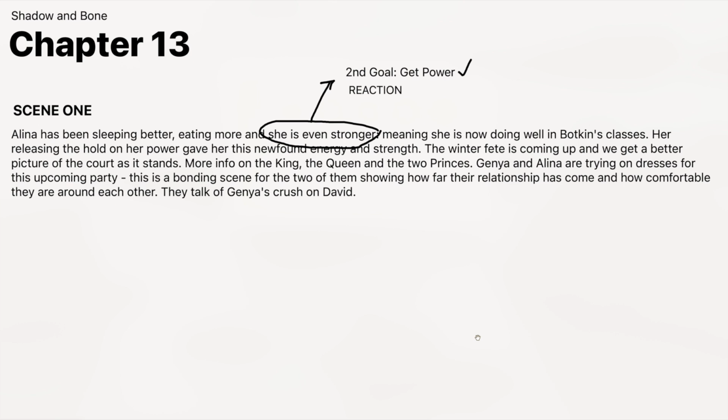Because if you remember, I said before, every action of some sort needs a reaction. Physics laws still apply to writing. Since she got her power, she is now sleeping better, eating more, and she's even stronger. These were all big issues for her in the first half of the book.